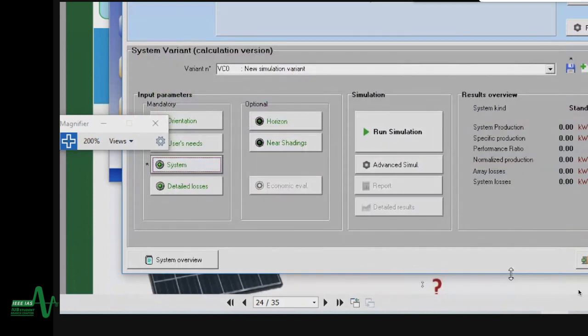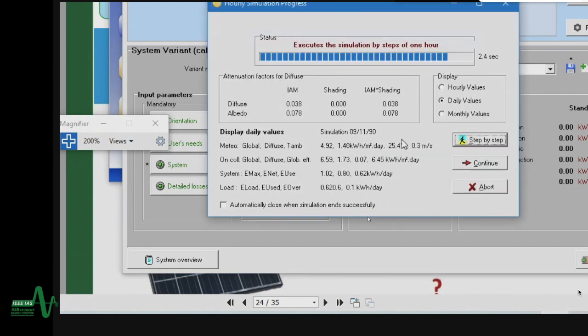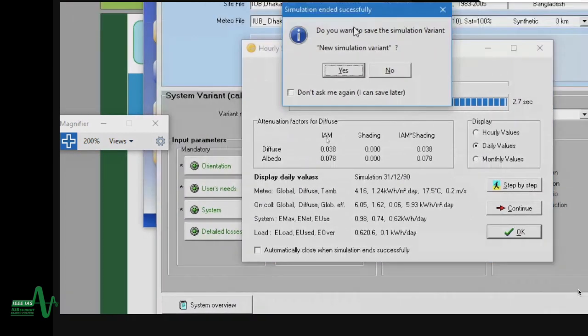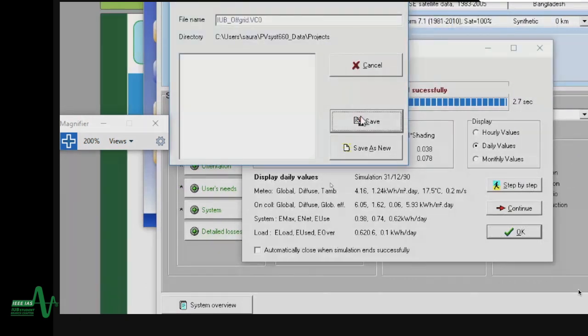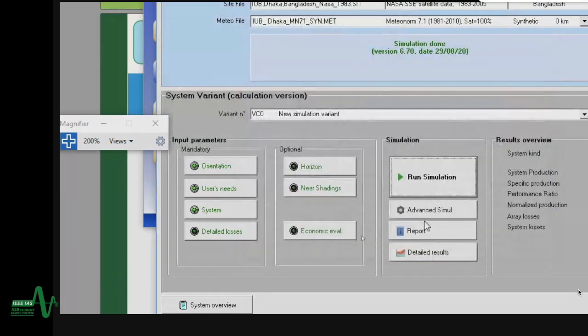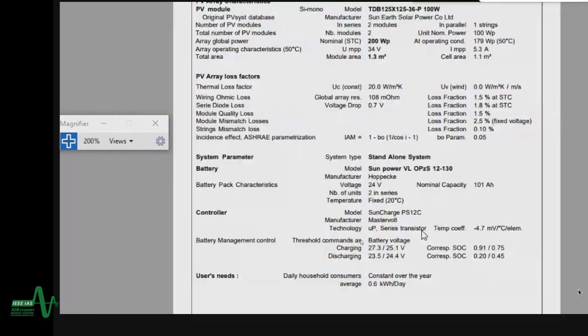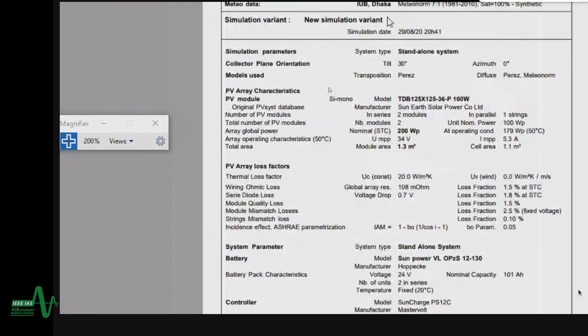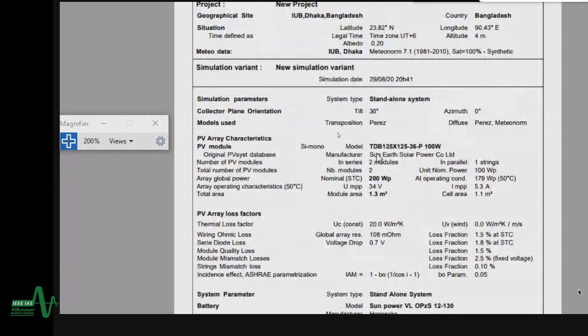Okay, now we are going to the last section, that means we are going to simulate. As I said, the optional part is not required right now. So run simulation, and then okay, we want to save. Okay, fine, and then go to the report section. Very good. So we got the report.